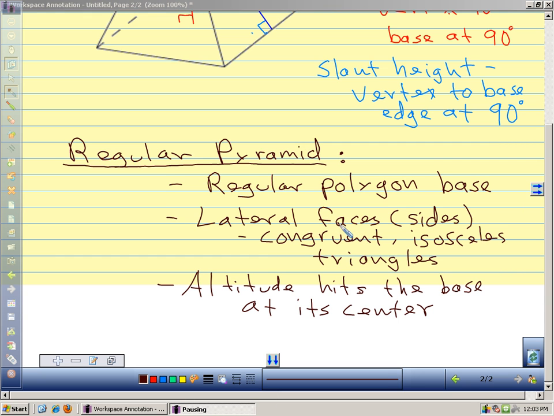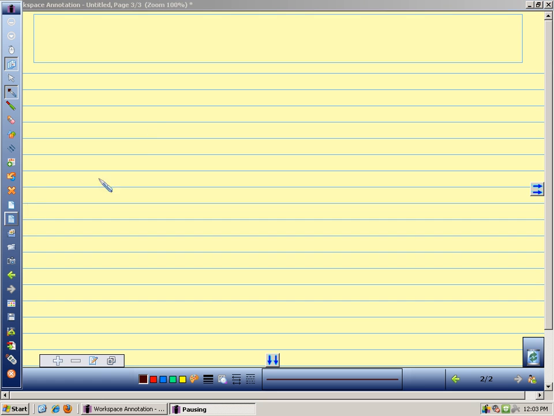All right, so this is what makes a pyramid regular. We have a regular polygon for a base. Our sides are congruent isosceles triangles, and our altitude hits the base at its center. So let's get to our formulas. The surface area of a regular pyramid.